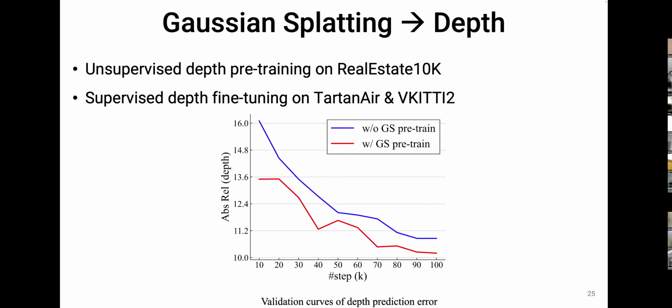And here is a curve that we got. This is the curve without the 3D-GS pre-training for the depth prediction, and here is the one with this additional pre-training with only RGB. And it actually helps a lot.